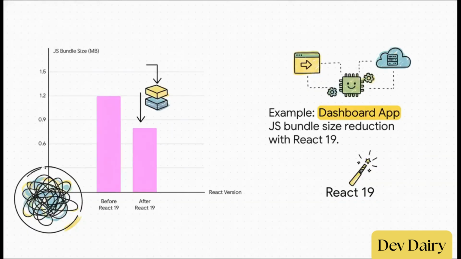And if you're wondering if it's really worth the effort, just take a look at this. This is a pretty typical example. For a dashboard app, using things like server components and the new compiler could lead to a really significant drop in your JavaScript bundle size. We're talking going from 1.2 megs down to 800 kilobytes. That's a huge difference, and less code simply means a faster site for everyone.